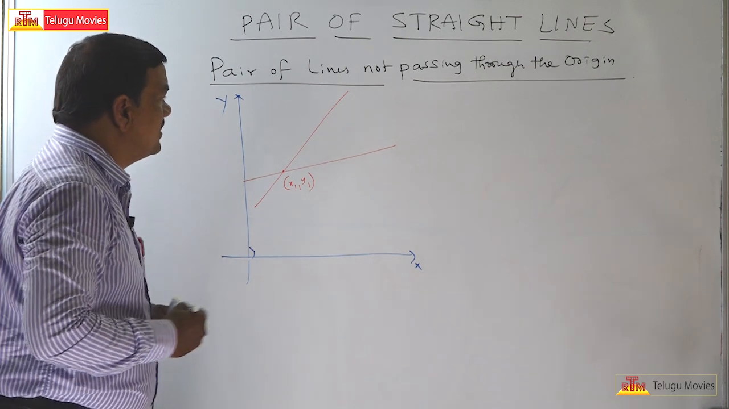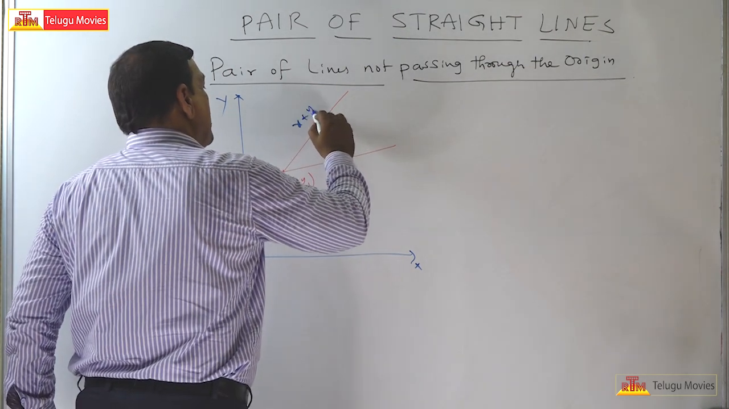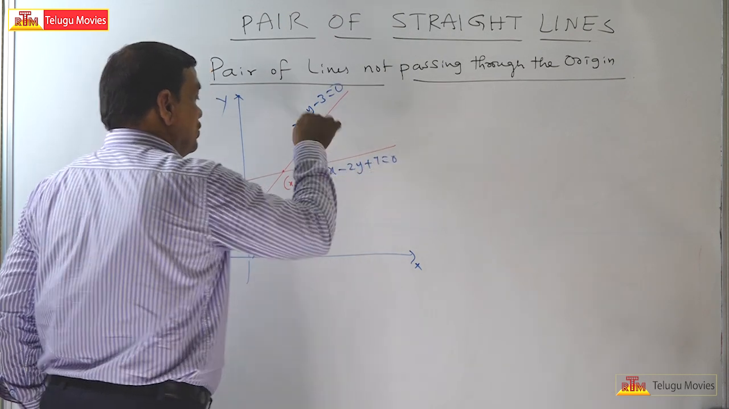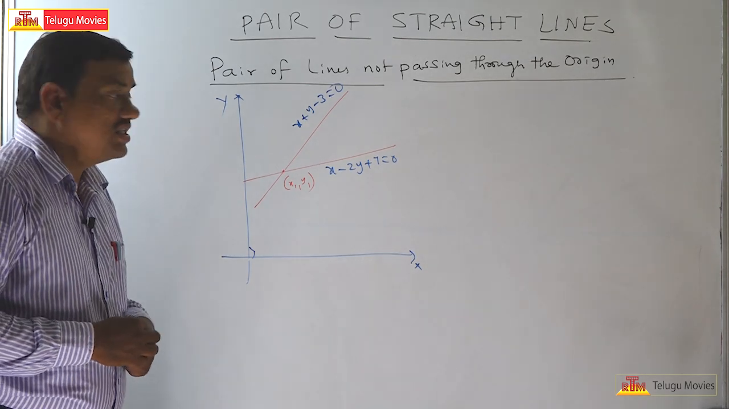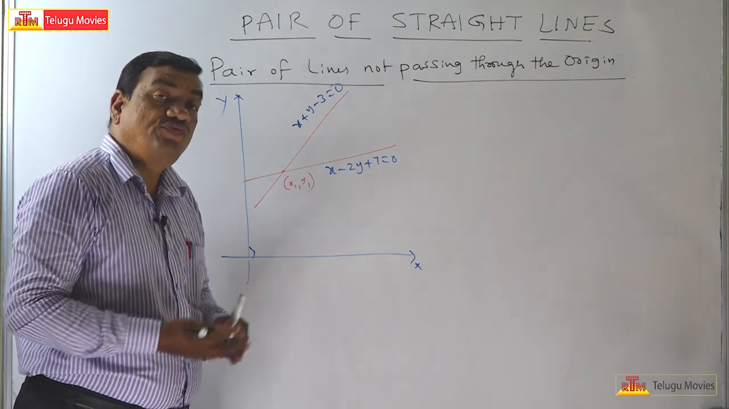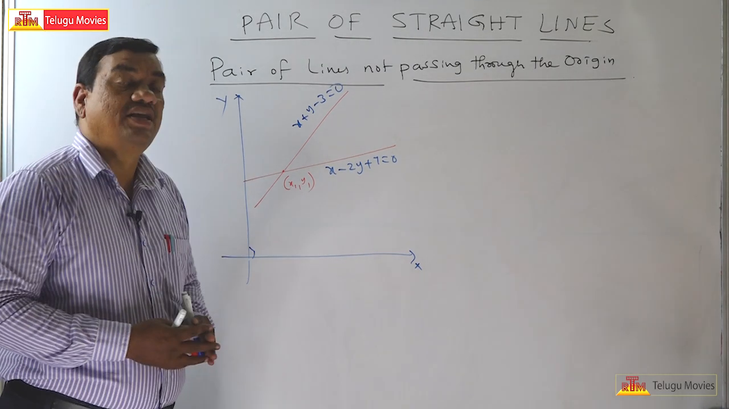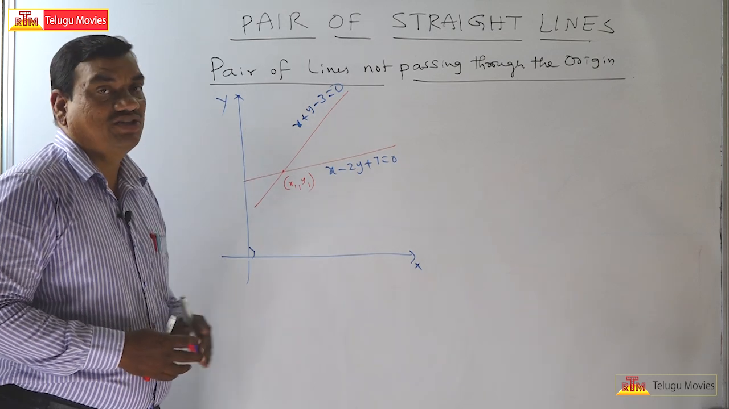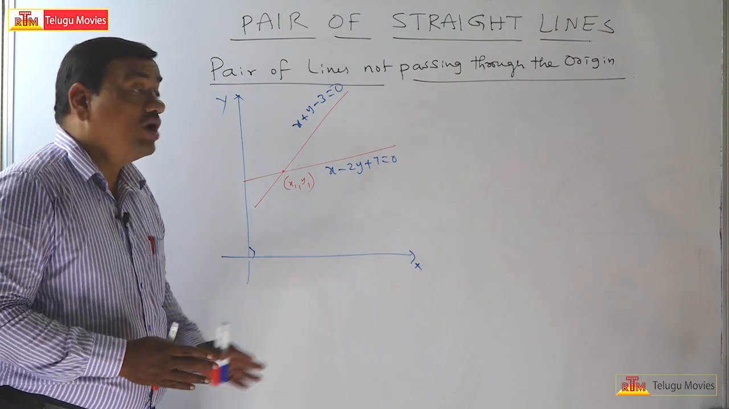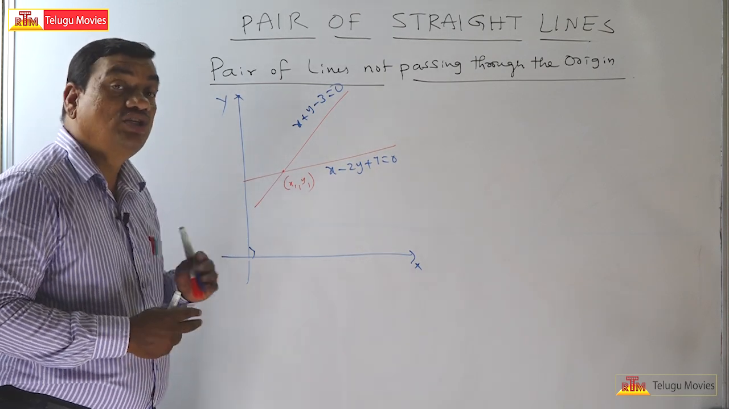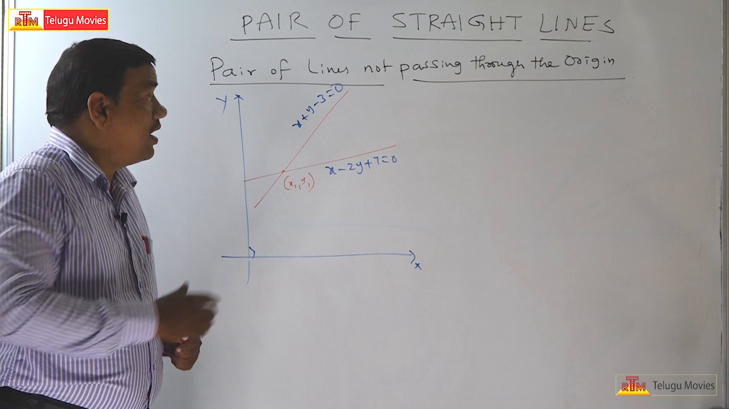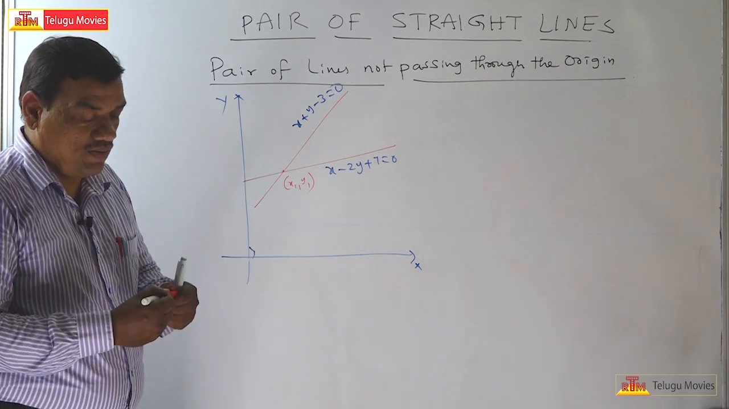So, let us take one equation as x plus y minus 3 equal to 0, and the other as x minus 2y plus 7 equal to 0. These are the two equations, intersecting at some point (x1, y1). If you want to find the combined equation of these lines, each of these is an individual equation of a line, so you have to multiply these two equations.